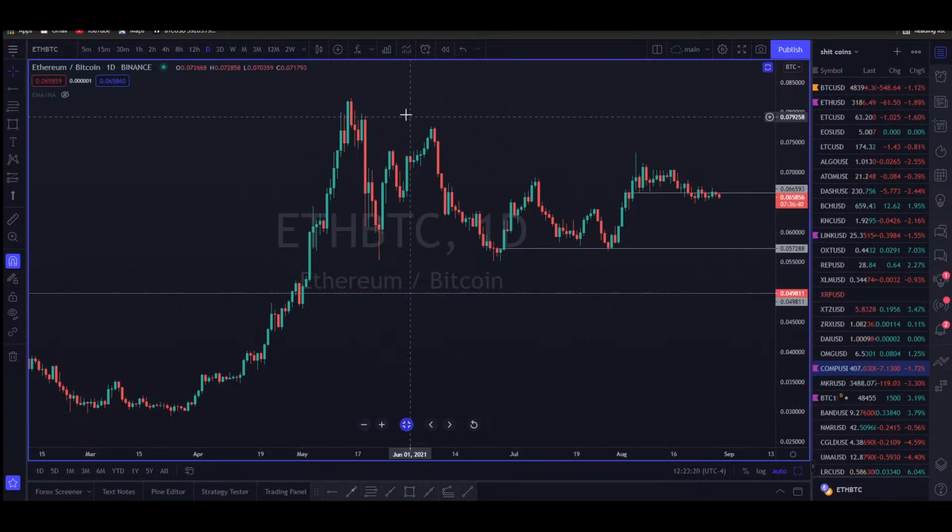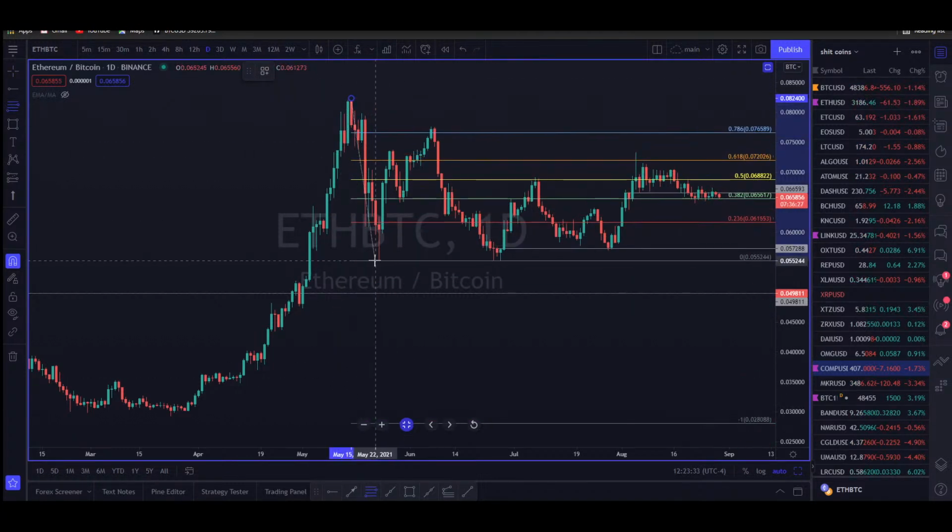But it's just trading in this range. It's inside of all of this. So your impulse leg to the downside is what you're stuck in. It cannot break out of it. It's just range bound.